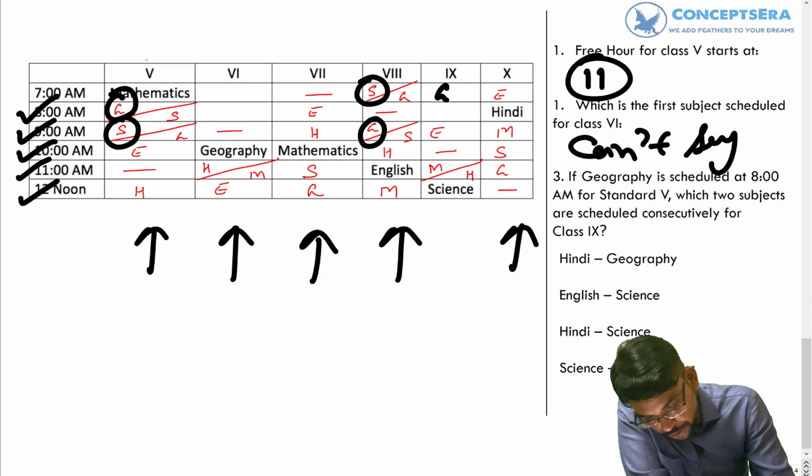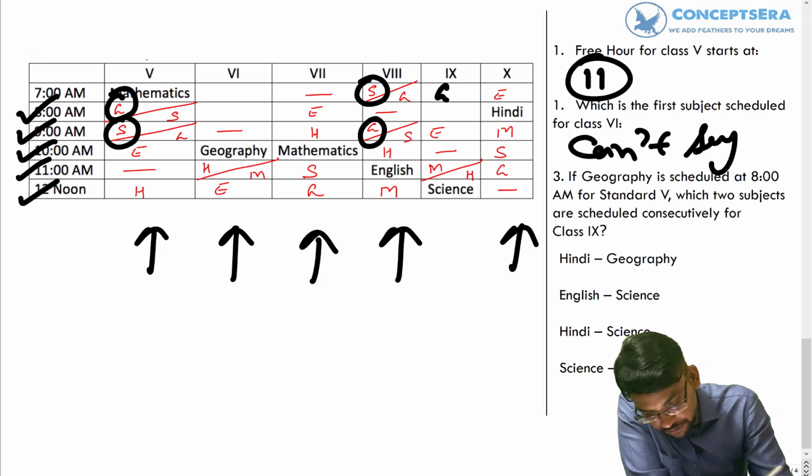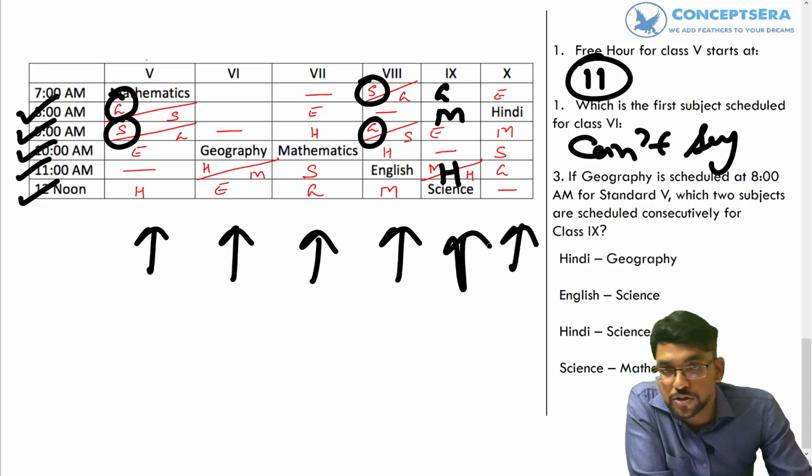Now Hindi we cannot put here for sure, because Hindi and mathematics are left out. So only math we can put here. So math we can write down here. And what are we left with? Hindi we are left with here. So Hindi is happening here. So we filled the whole column of 9th class.